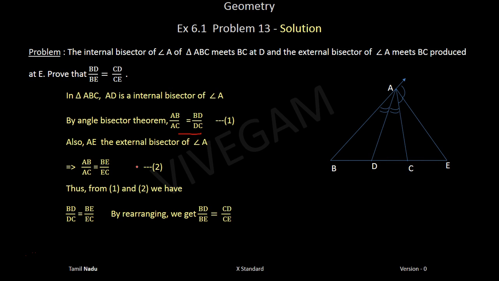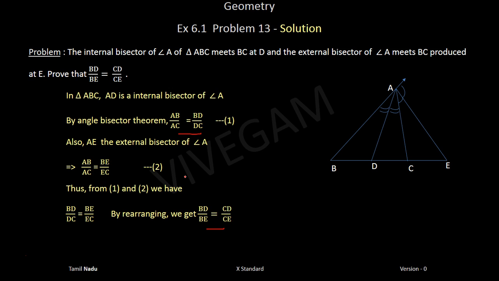So that is equation 2. And you can see the LHS of both the equations are the same, which means BD by DC equals BE by EC. Now you can rearrange this. So BE comes down and take this DC up. So BD by BE will be equal to DC by EC. And what is DC? DC is CD. And EC is CE. This is the required equation which you have to prove.